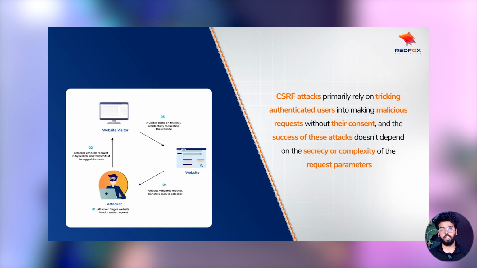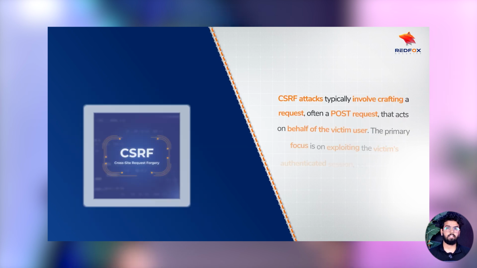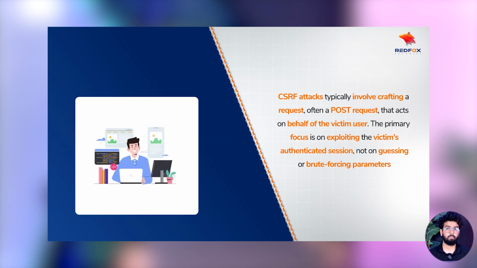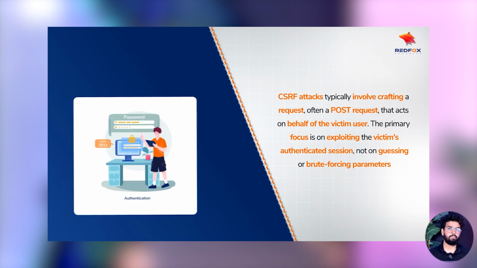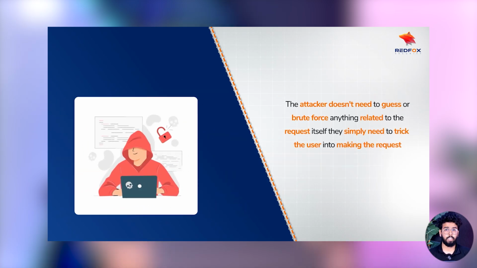CSRF attacks primarily rely on tricking authenticated users into making malicious requests without their consent, and the success of these attacks doesn't depend on the secrecy or complexity of the request parameters. CSRF attacks typically involve crafting a request, often a post request, that acts on behalf of the victim user. The primary focus is on exploiting the victim's authenticated session, not on guessing or brute forcing parameters. The attacker doesn't need to guess or brute force anything related to the request itself. They simply need to trick the other user into making the request.